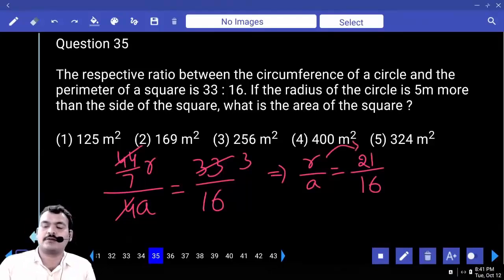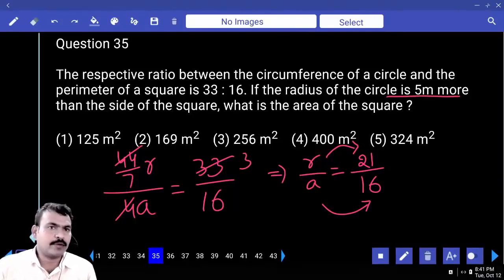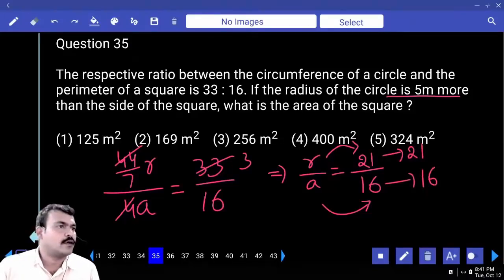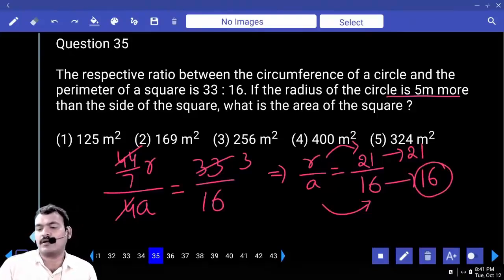Radius is 21 parts, side of a square is 16 parts. How many parts more? 5 parts. But the actual difference is 5 meters more. Means each one is 21 meters and 16 meters. What is the question here? Area of a square. We require 16 squared, which is 256.